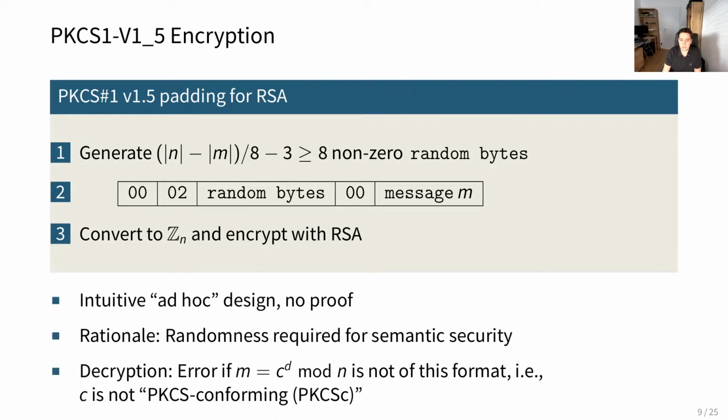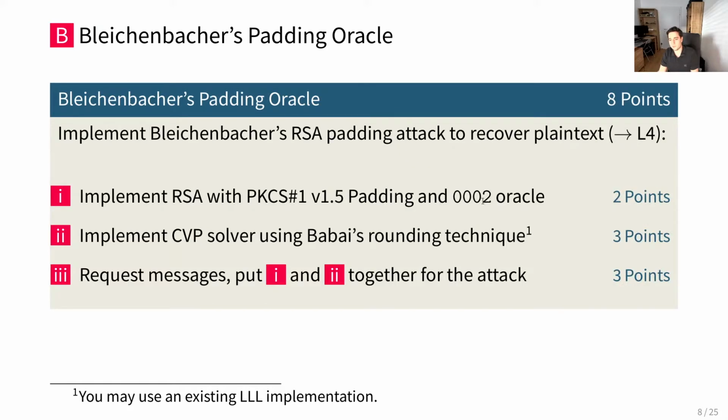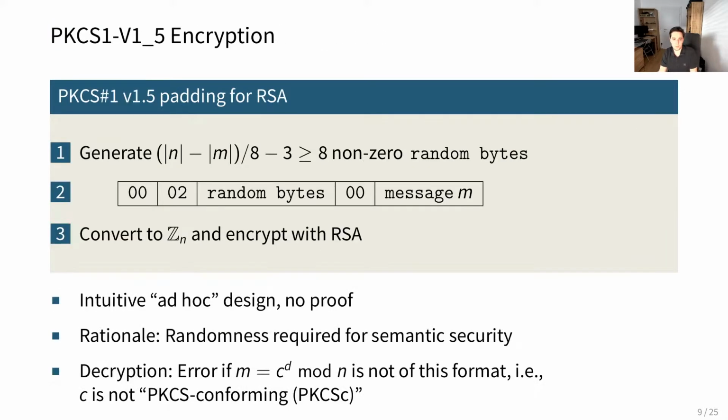And the thing is here that if we send some ciphertext to an oracle, we let the oracle decrypt it. Then if the result of the decryption does not look like this, the oracle will report some error. And this is this 0002 oracle I was talking about before.